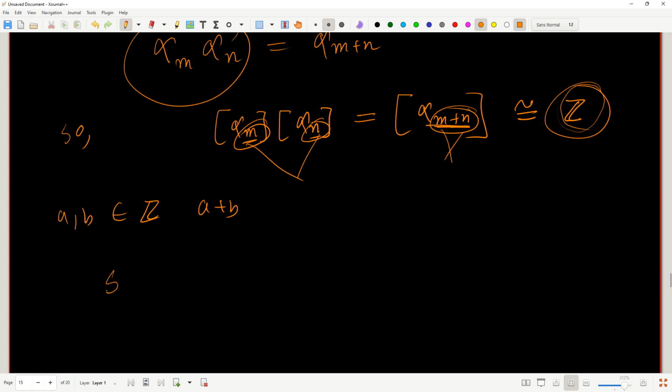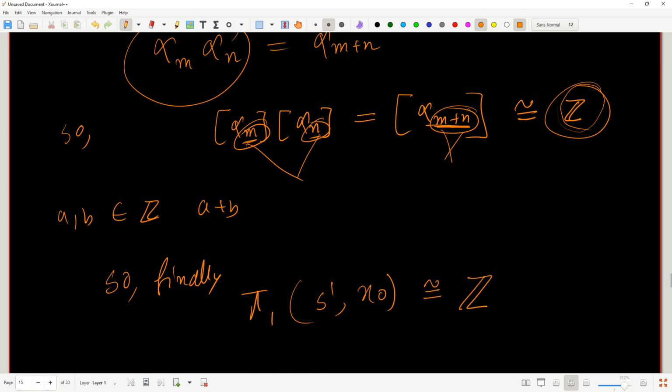So finally we say that the fundamental group of a circle is isomorphic to the group of integers.